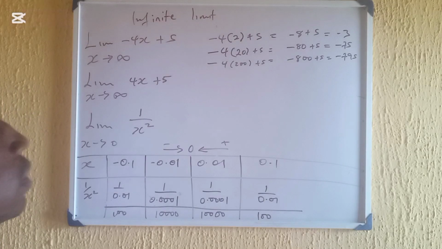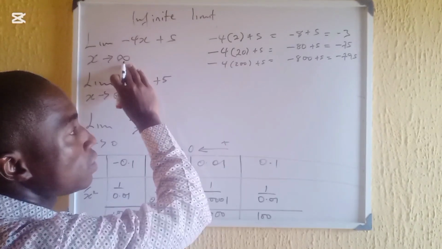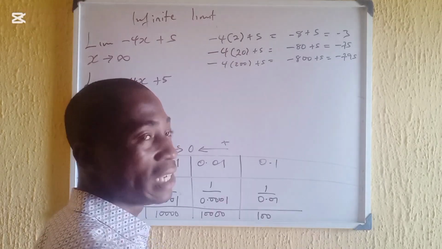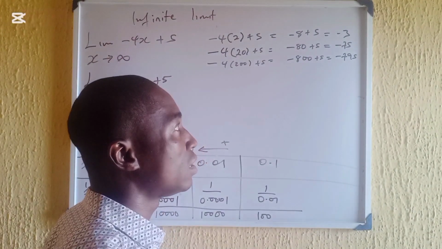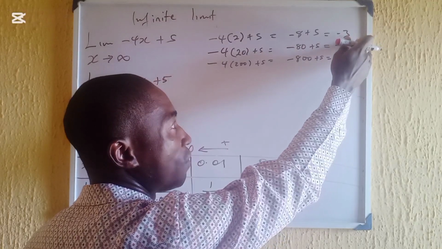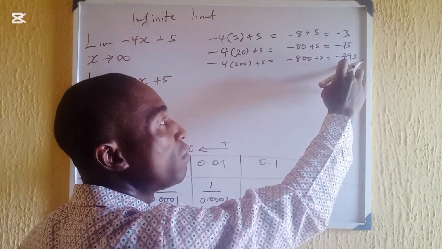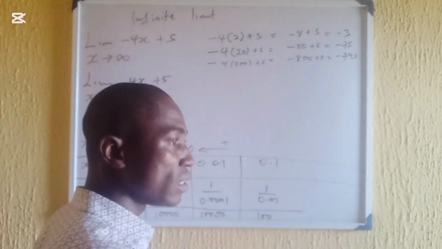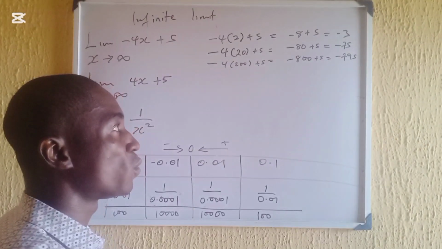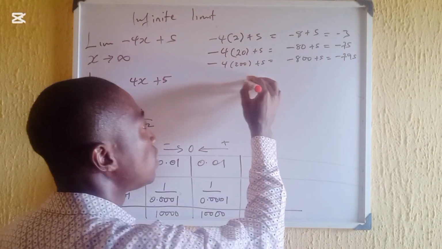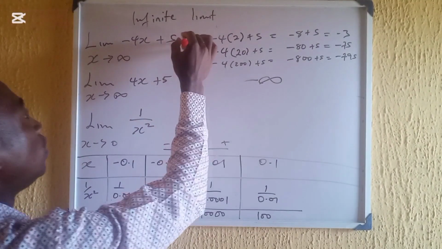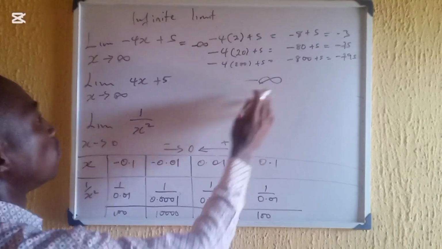So you can see that as x is tending towards infinity, this function is not tending towards a particular number. It is just decreasing, decreasing, and decreasing. Initially, we had minus 3. Now we're having minus 75. And now we're having minus 795. Repeat it again using a bigger value, you have a more negative value as the output. So in that case, we say that the function is tending towards what? Negative infinity. So the limit is equal to negative infinity.